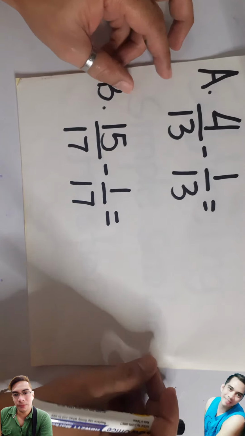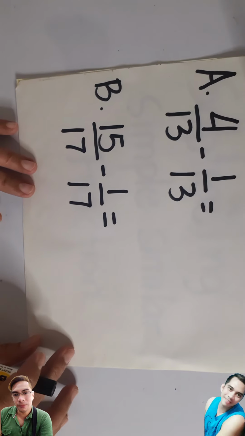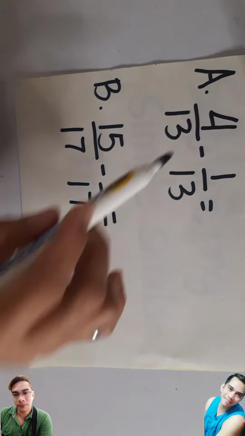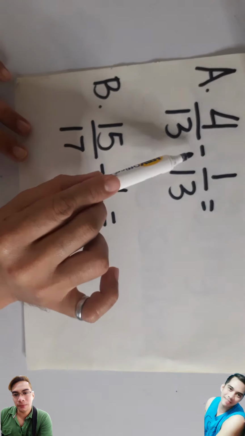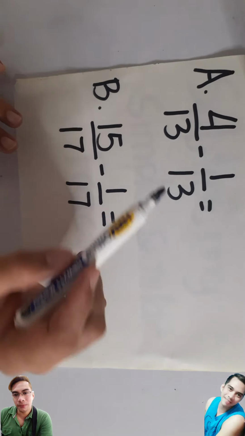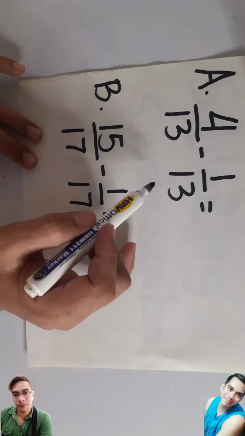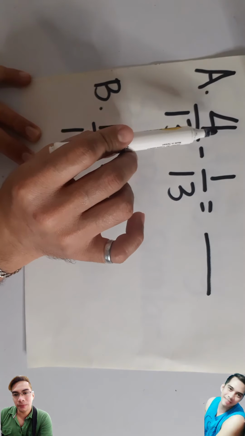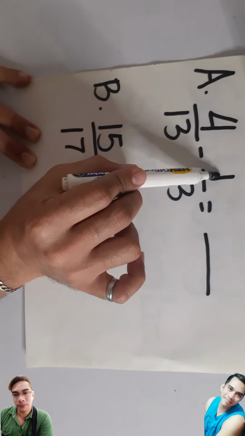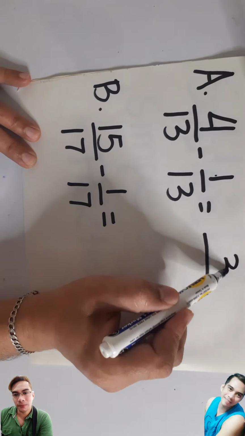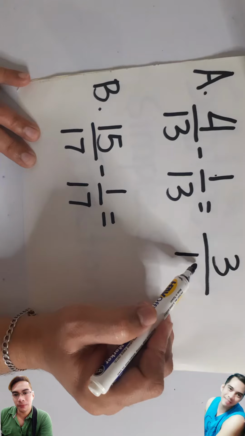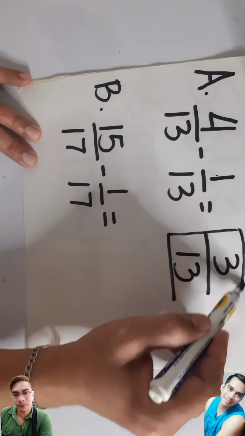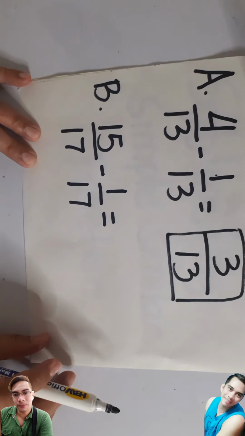Okay, learners, I have an example. Number 1. 4/13 minus 1/13. Again, 4 over 13 minus 1 over 13. So, the denominator po ay magkakatulad. Ang gagawin natin, i-minus lang natin yung numerator. 4 minus 1, answer is 3. Then, kopyahin po natin yung denominator. So, yung answer is 3 over 13.